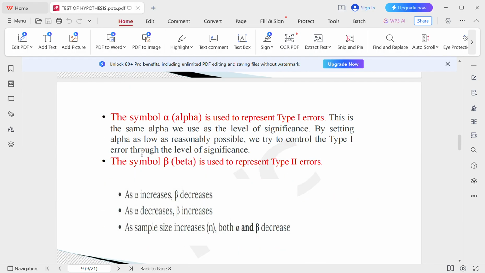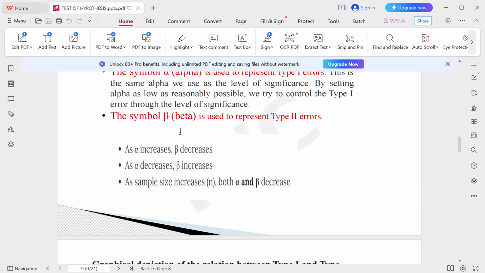The symbol alpha is used to represent type 1 error. It is also denoted the level of significance. The symbol beta is used to represent the type 2 error. As alpha increases, that is type 1 error increases, then type 2 error decreases. As type 1 error decreases, then type 2 error increases. As the sample size n increases, both alpha and beta, that is type 1 and type 2 error, decrease.